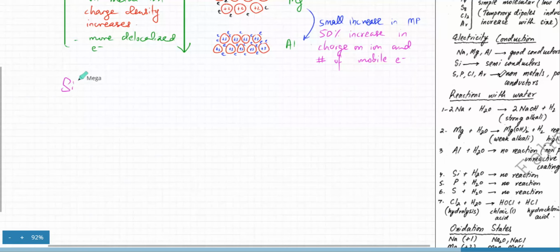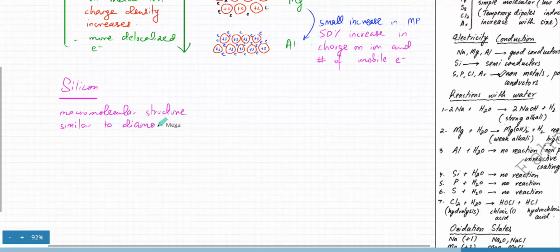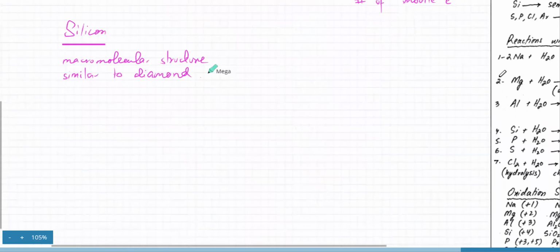Silicon is a giant covalent macromolecular structure, and it's exactly like diamond. Similar to diamond, so every property is almost the same, except that silicon is a big atom. Big atoms don't form that strong bonds. It is a strong structure, but not as strong as carbon. Carbon is a small atom. Small atoms form much stronger bonds.